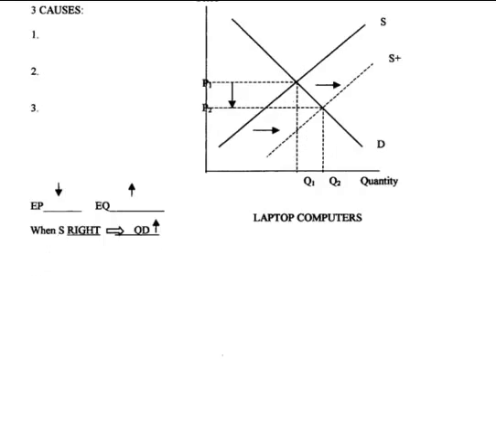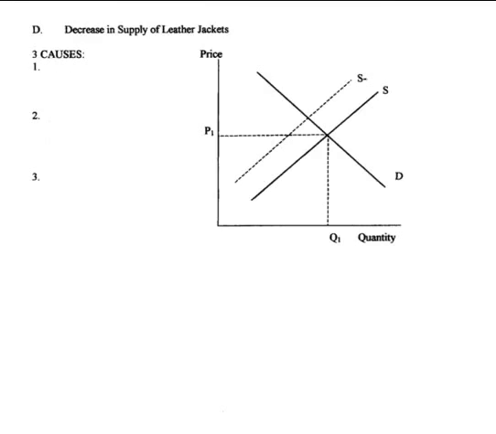Okay, the fourth example here would be a decrease in supply of leather jackets. Here's my initial supply and demand curve. Together they determine equilibrium price and equilibrium quantity. What you're being asked to do here is decrease supply. So a decrease, again, whether it's supply or demand, always means you're drawing a new curve to the left of the old curve. So here's my original supply curve, and here's my new supply curve to the left.